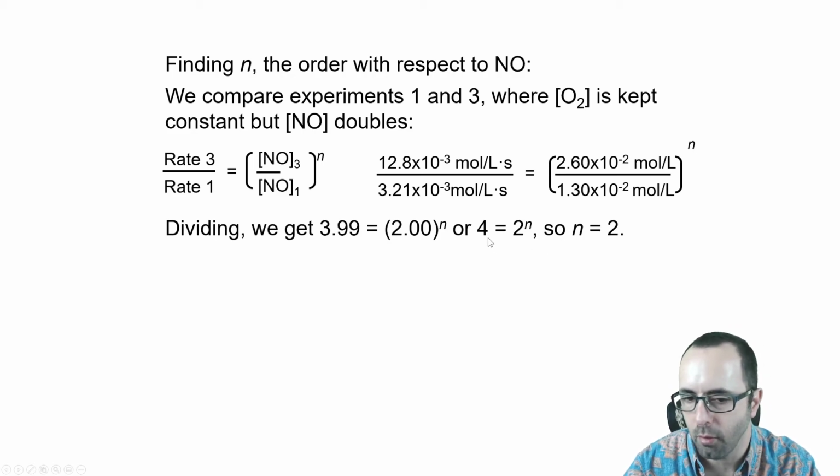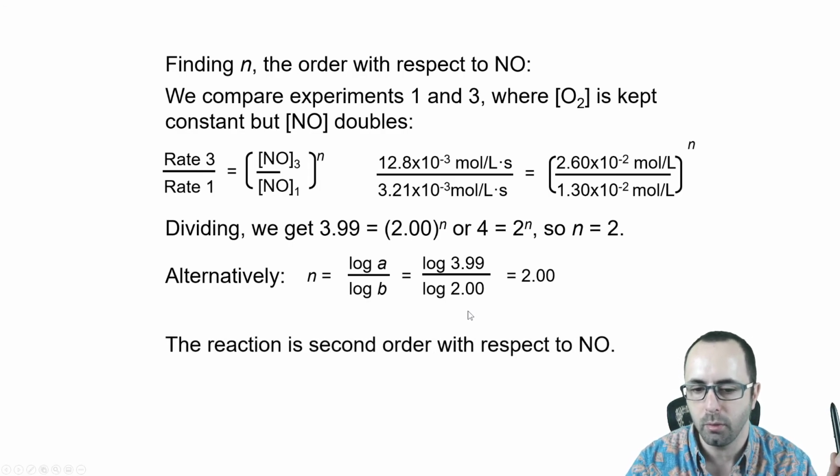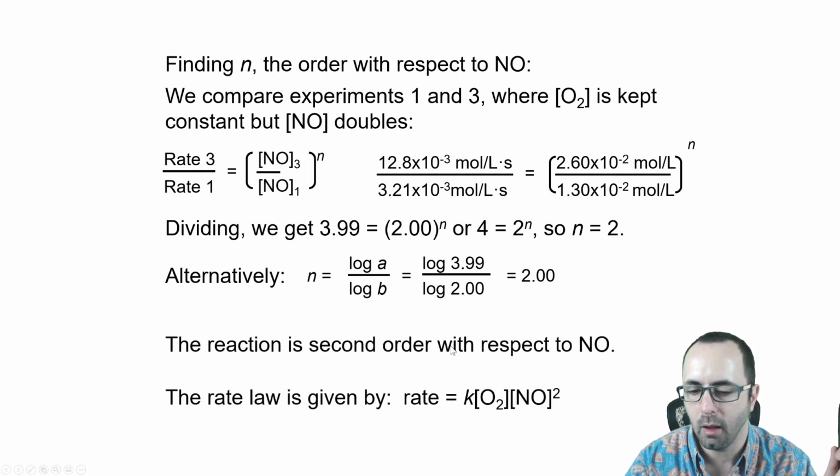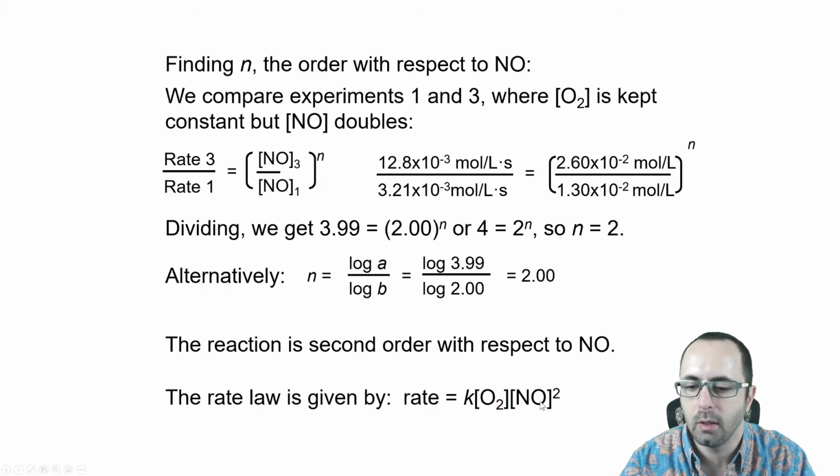3.99 is close enough to 4. Again, if you were really unsure, you could use that log trick that I showed you. But now you just have to say, oh, 2 to what power is 4? It's 2. You can just simply get it by inspection. And so alternatively, we could have done log of 3.99 over log of 2 and gotten 2. So the reaction is second order with respect to NO. So our overall rate law is rate equals k times the concentration of O2 to the first power times the concentration of NO squared.